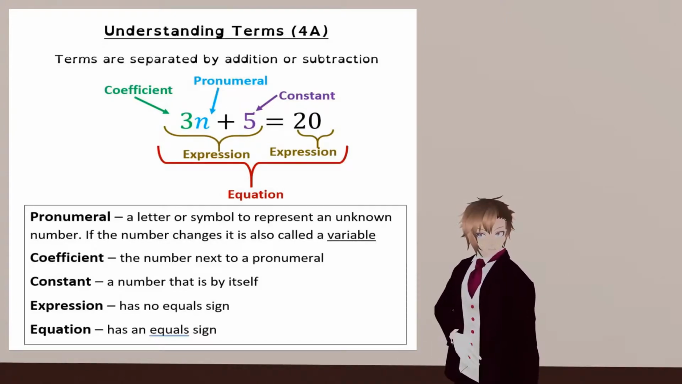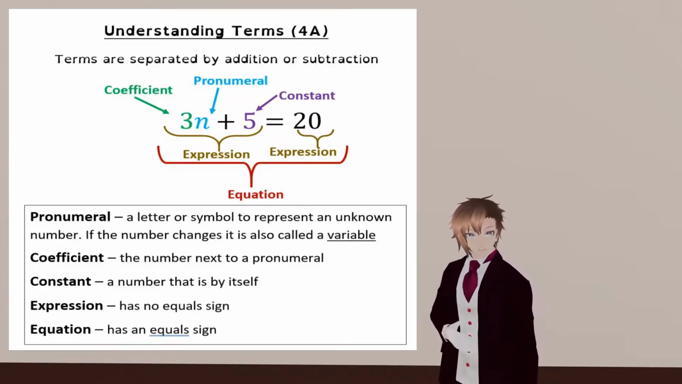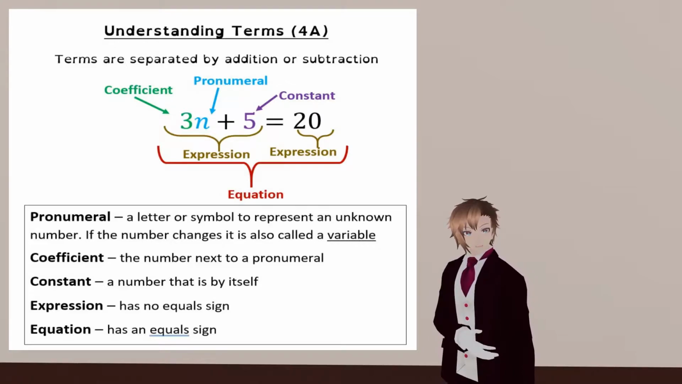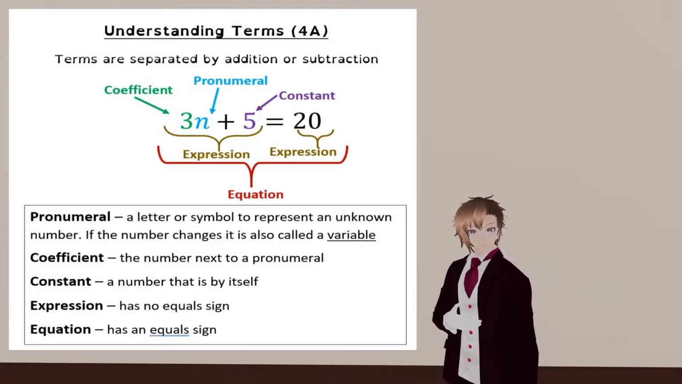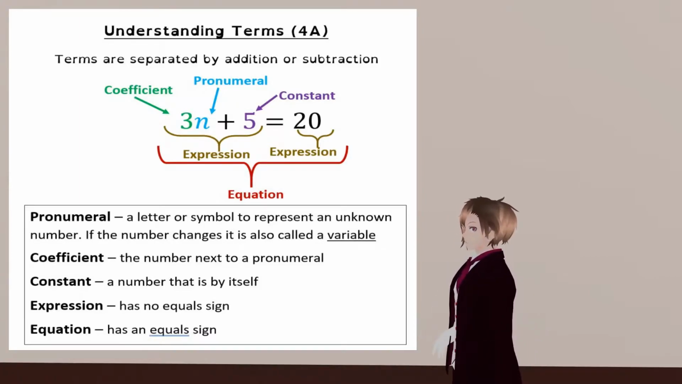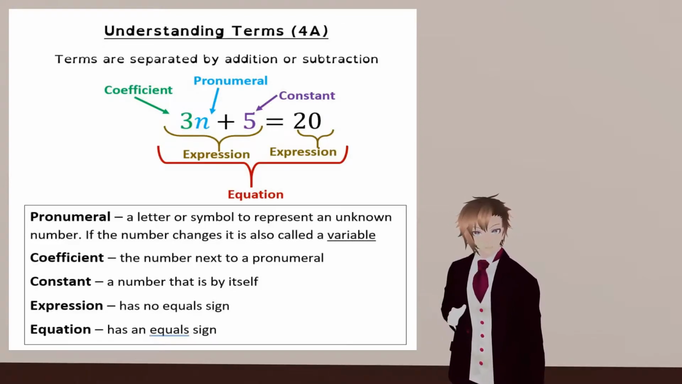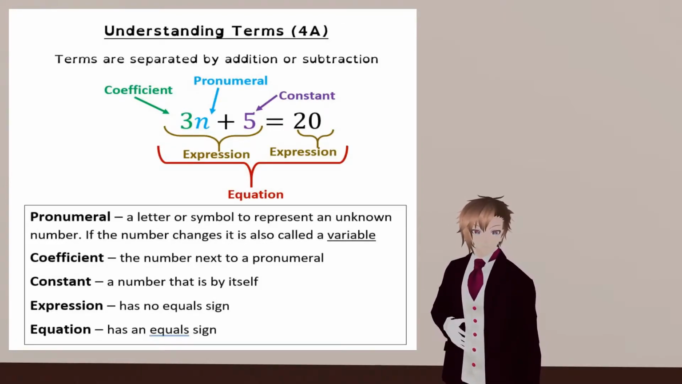The 3, which is in green, is the coefficient. That is the thing that is next to the letter, a pronumeral. The pronumeral, which you can see in blue, is the 5. And lastly, we have the constant, which is in purple. That does not have a letter next to it.